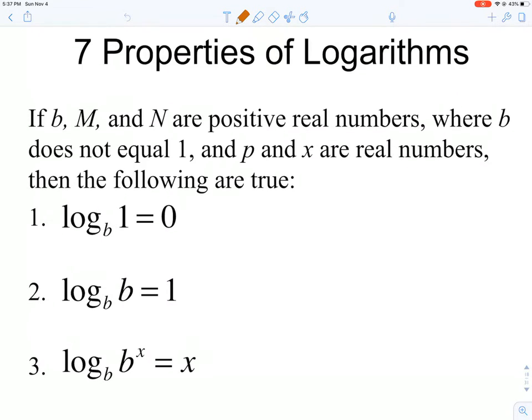Okay, so a lot of these just go back to the definition of a logarithmic function. So let's think about rewriting these first 3 in their exponential form. So like the log base b of 1 equals 0, well, b to the 0th power is equal to 1. You know that's true, right? Any real number except for 0, which the base cannot be 0, raised to the 0th power will be equal to 1. So this first property basically says if you take the log base anything of 1, you'll get 0.